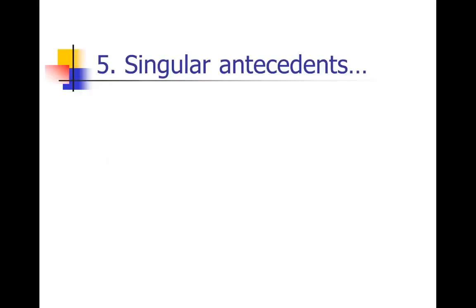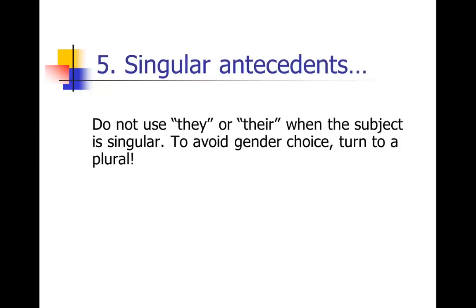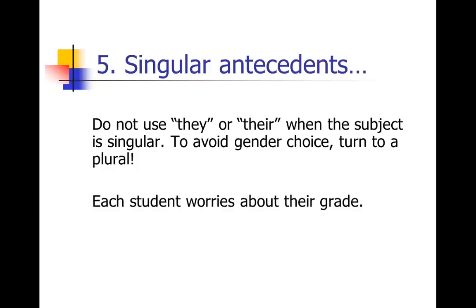One last one to pay attention to that people often get wrong is you don't want to use they or their when the subject of your sentence is singular. Make sure you have agreement there. This one's tricky, and the reason people put in they or their is that to keep it in the singular, you often have to make a gender choice. And that's problematic. So, do I say his or do I say her? Here's an example. If you were to say each student worries about their grade, that would be incorrect because each student is singular, their is plural.